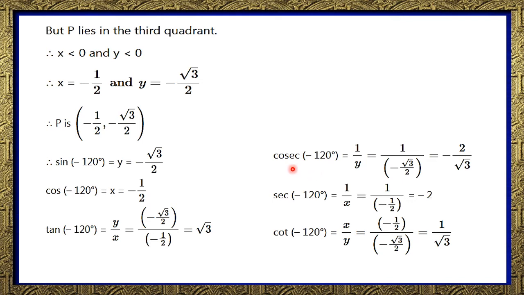Now the reciprocal ratios, cosec minus 120 degree is equal to 1 upon y is equal to 1 upon minus root 3 upon 2 will be minus 2 upon root 3. And sec minus 120 degree is equal to 1 upon x is equal to 1 upon minus 1 upon 2 is equal to minus 2. And cot minus 120 degrees, x upon y, is minus 1 upon 2 upon minus root 3 upon 2, is 1 upon root 3.